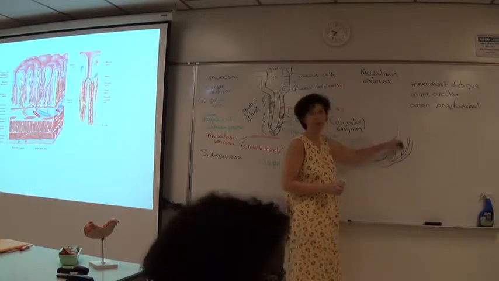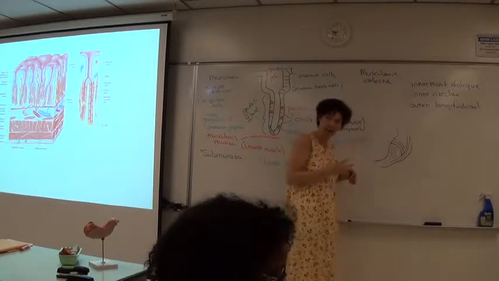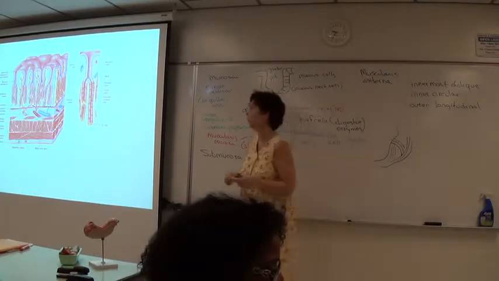Now obviously the longitudinal is going to cover up all of the circular, and the circular is going to cover up all of the innermost oblique. I'm just showing it patchy here so that you can see all three of them.